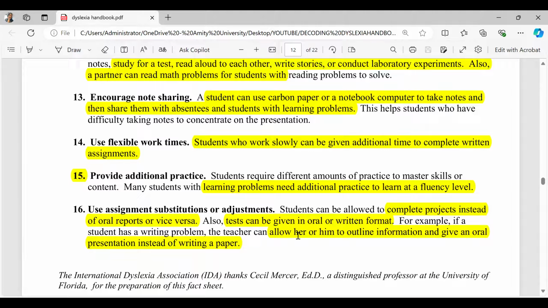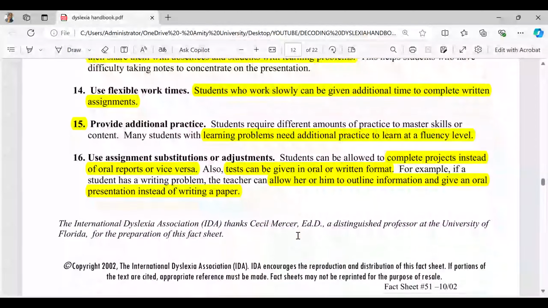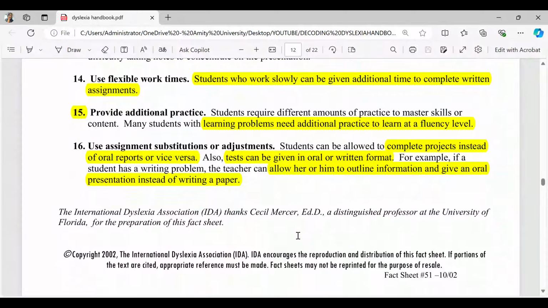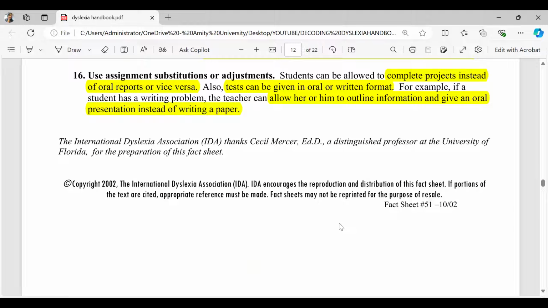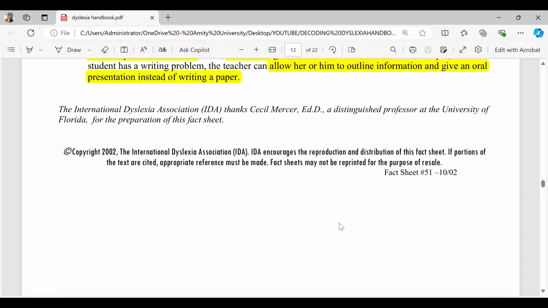Then using flexible work timings, using additional practice, using assignment substitution or adjustments. Complete projects instead of oral reports. Also, tests can be given in oral or written form. Allow her or him to outline the information and give an oral presentation instead of writing a paper.